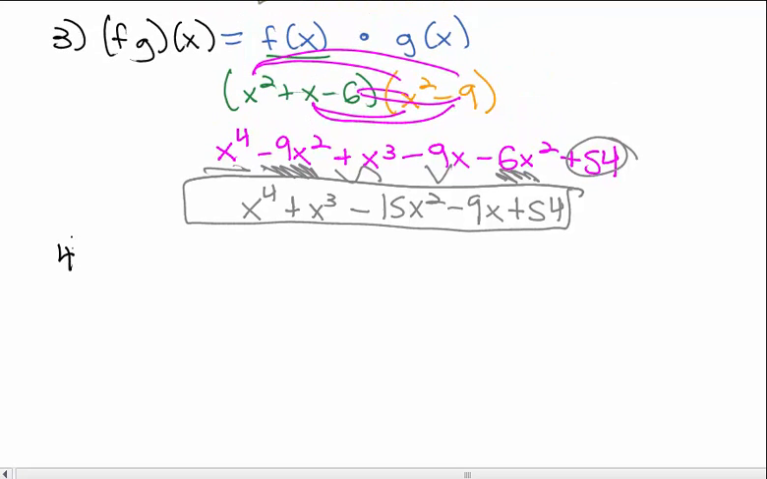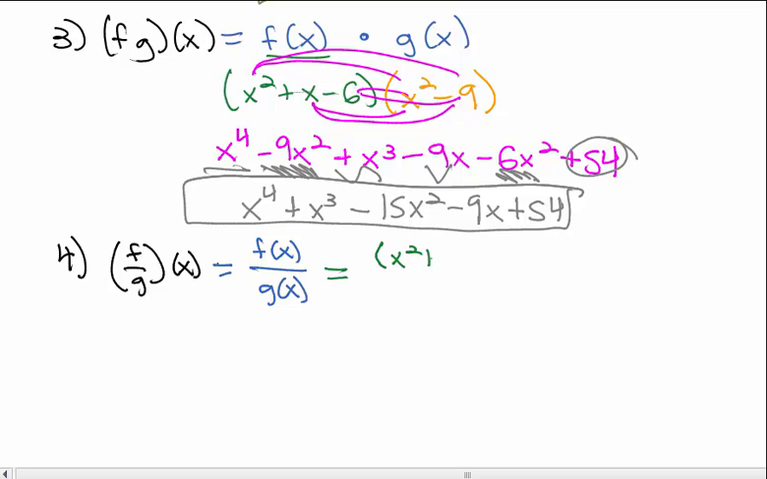The last operation, as you might assume, is division. We show this by putting f over g of x. And again, what that really means is simply we're going to take the f of x function and we'll divide by the g of x function. Maybe do any reducing if we think it might be possible. So f of x, again, we said was x squared plus x minus 6. And then we divide, put it over the g of x function, which we know is x squared minus 9.